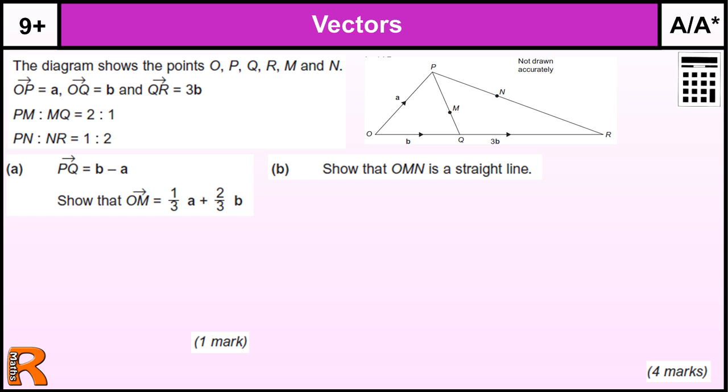Okay, a vector question. Last question on the exam paper, worth 5 marks in total. An A* question. The first part is relatively straightforward. We've got to show something. We're told that PM and MQ are in the ratio 2 to 1, and then this one we're told is in the ratio 1 to 2.